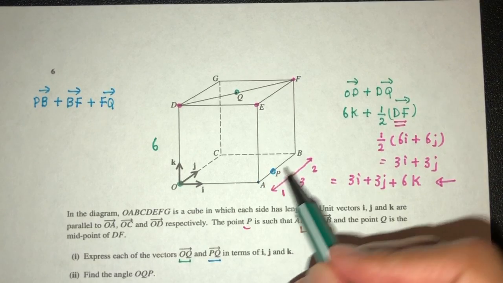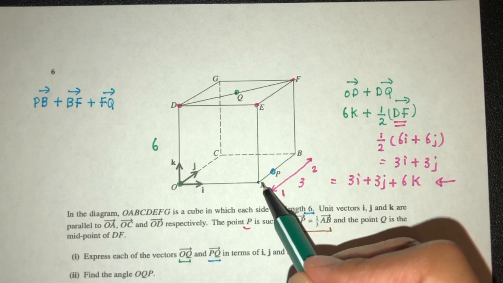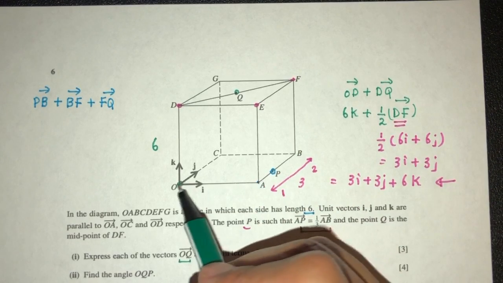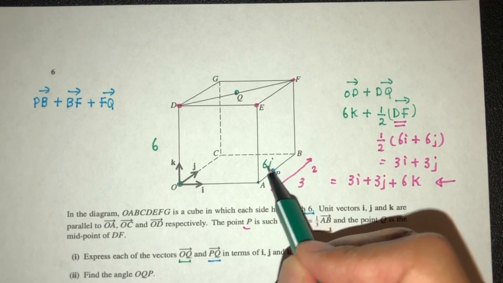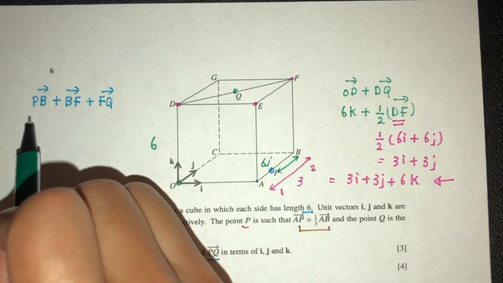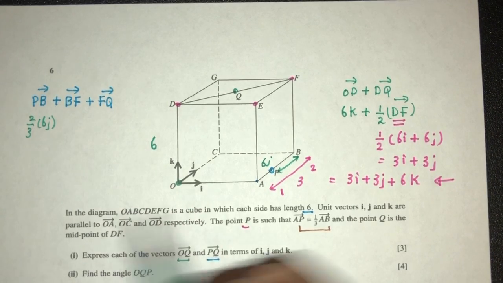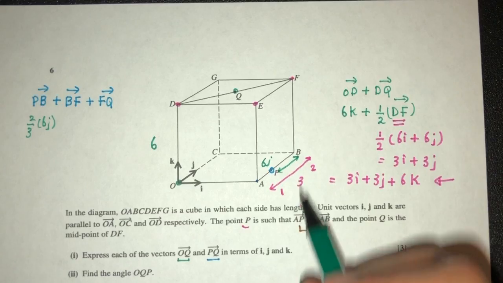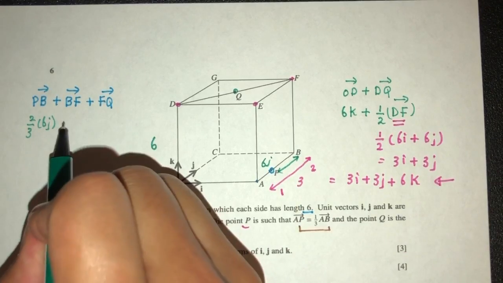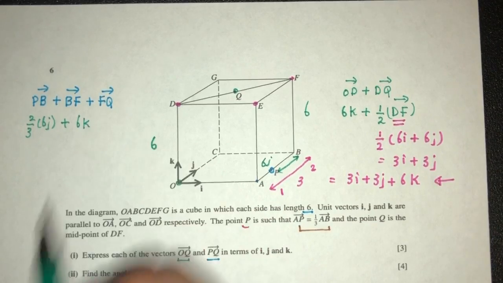Now PB, we understand that AB is what? The value of AB, it's 6, right? The length is 6, the whole thing is in this direction, that will be 6j. Now this one is 2/3, so PB is 2/3 of 6j. Hope that makes sense, because AP is only 1/3, obviously the rest will be 2/3, right? And then BF, we're going up by 6, that will be 6k, right?